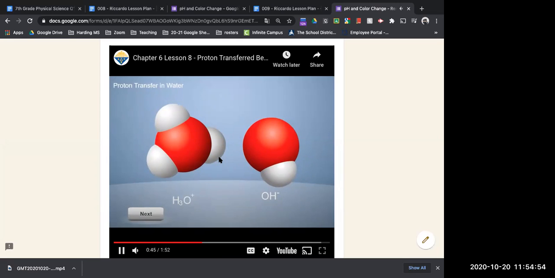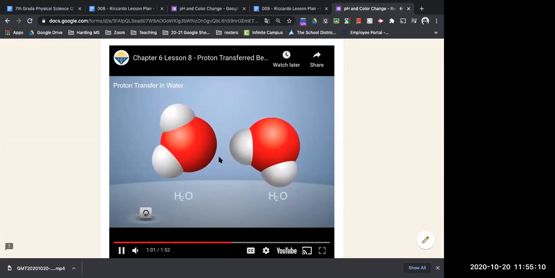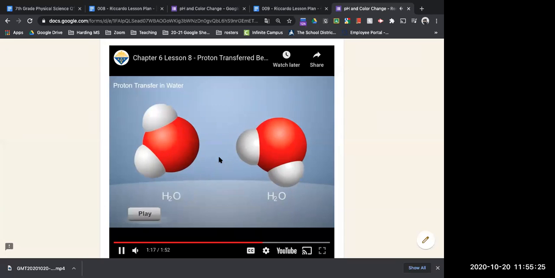So, these 2 water molecules become the ions H3O plus and OH minus. When these ions bump into each other, the proton from the H3O plus can move over to the OH minus ion, forming 2 regular water molecules again. Because protons go back and forth between the water molecules or between ions continuously, there's always the same amount of H3O plus and OH minus ions in water. What? Let's watch that again one more time.